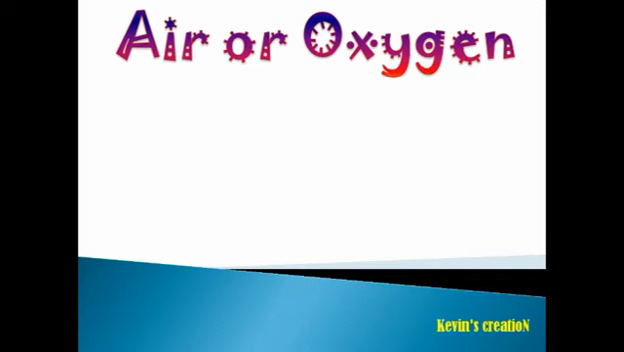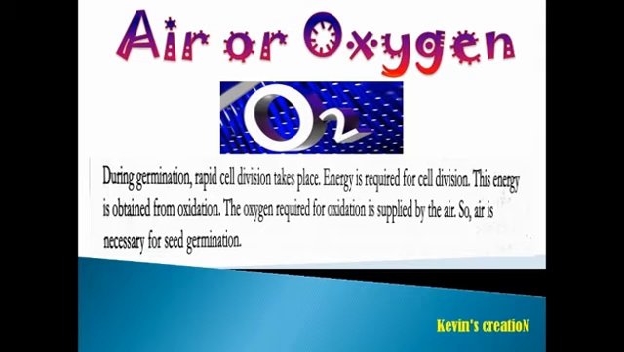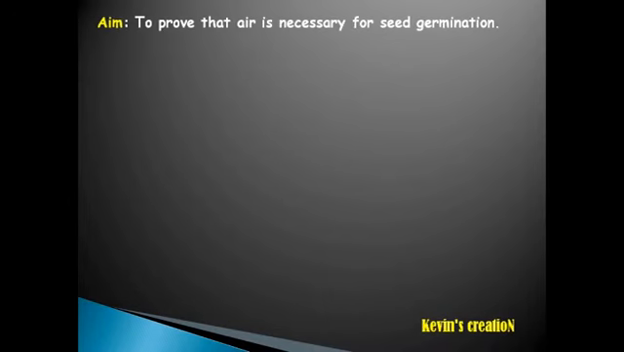Now the next one is air or oxygen. During germination, rapid cell division takes place, and for this energy is required. This energy is obtained from oxidation. Oxidation is not possible if oxygen is not there. So the oxygen required for oxidation is supplied by the air, and that is why air is necessary for seed germination. Let us prove this also, that air is necessary for seed germination.